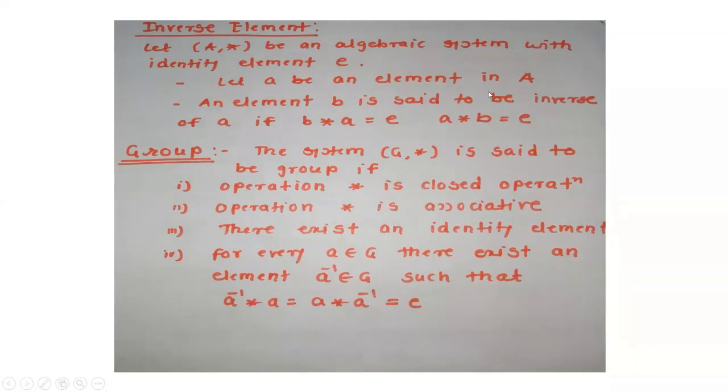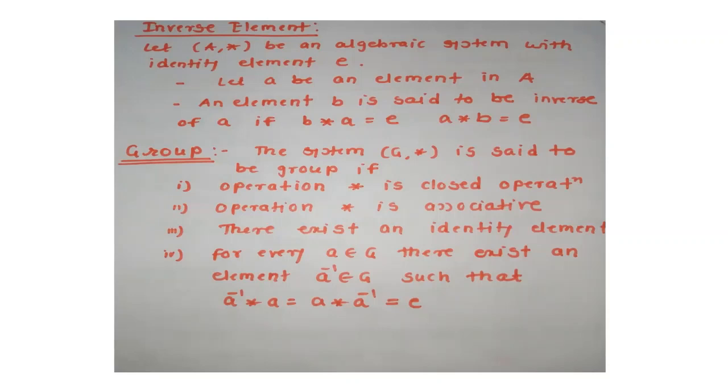Next, the inverse element: whenever the operation between two elements gives the identity element, you can say that these two are inverses of each other. Now, the group. What is a group? The system (G, star) is said to be a group if we satisfy these four conditions.